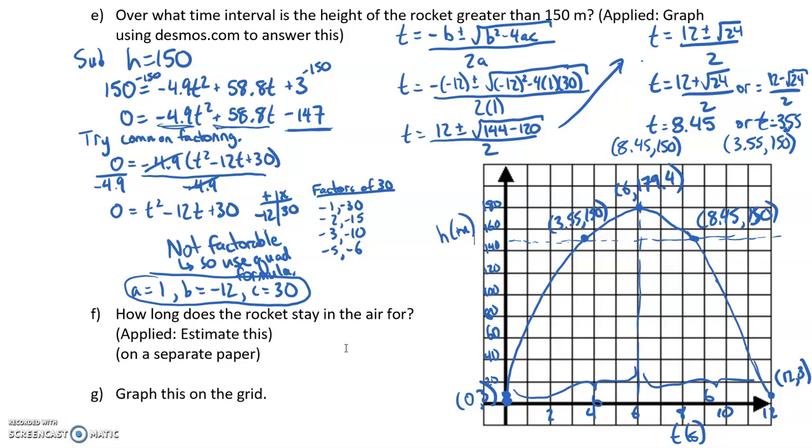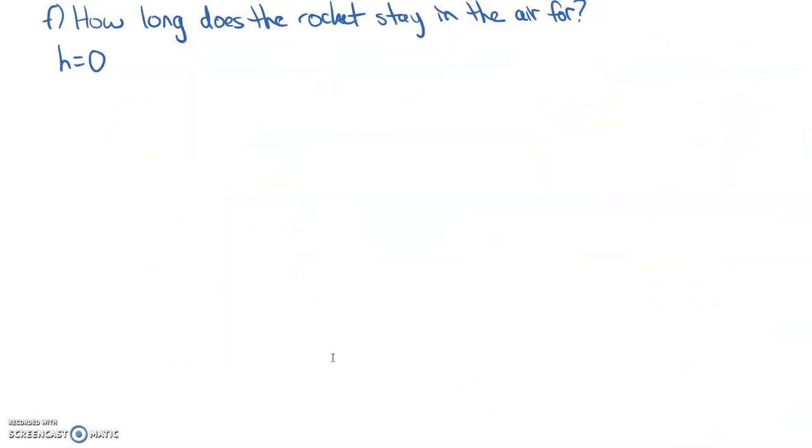Part F says, how long does the rocket stay in the air for? And so I'm going to answer that below. Finding how long the rocket stays in the air for is very similar to what we did when we found the height of 150. In fact, it's even a little simpler, because in this case, h equals 0, so what we're finding is the zeros, or the t-intercepts. And so again, we're going to use the quadratic formula, but we're first going to see, is that factorable, and see what we can solve there.